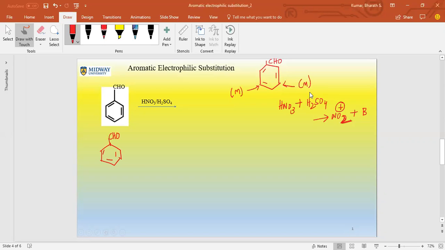Now, there are two meta positions, so the NO2+ can attack here or here. I'm only going to attach to this side, to the right side. Don't attach both on the same compound. That has a completely different meaning than when you attach it one at a time. You can attach it on this side or on the other side, but don't attach them both on the same molecule. That has a completely different meaning.